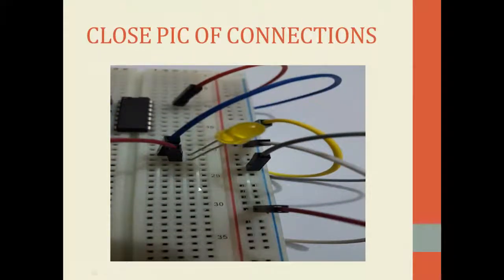Another close-up: just see, this one wire was the output, and I have connected it with the positive side of the LED, and this is the negative, which is connected with the negative side of the breadboard.